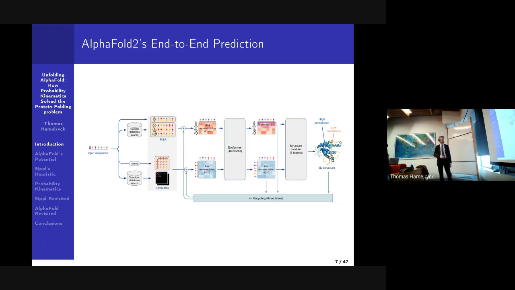So that means that here you have an input sequence, and a number of neural network layers, and then you have a 3D structure that basically comes out. So they call this end-to-end prediction. That's important because later on we will take a look at AlphaFold 1, and we will see that this was not end-to-end prediction. There was actually something else going on.